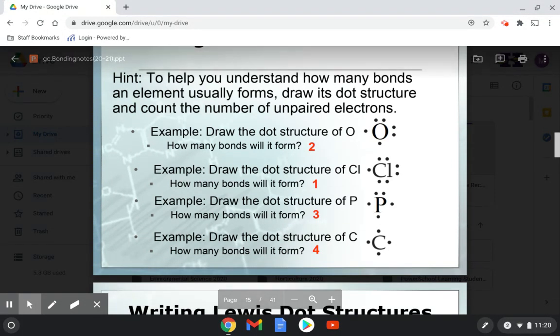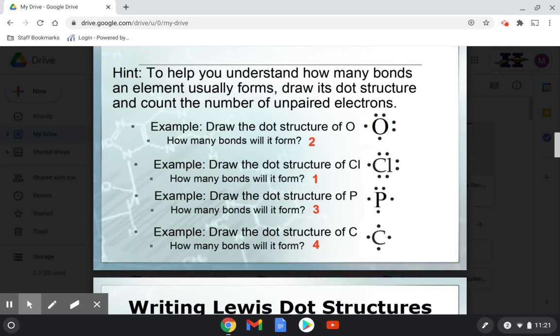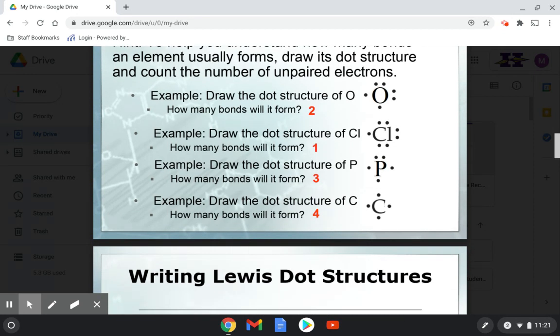We look at phosphorus, we see one lone pair, but then we have three unpaired electrons. So again, that'll form three covalent bonds. And then with carbon, we have four unpaired electrons, so it's going to form four bonds.